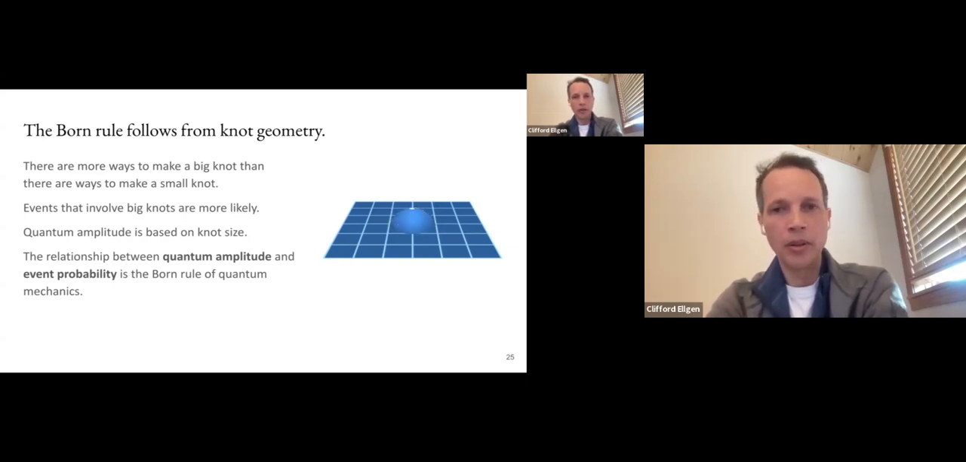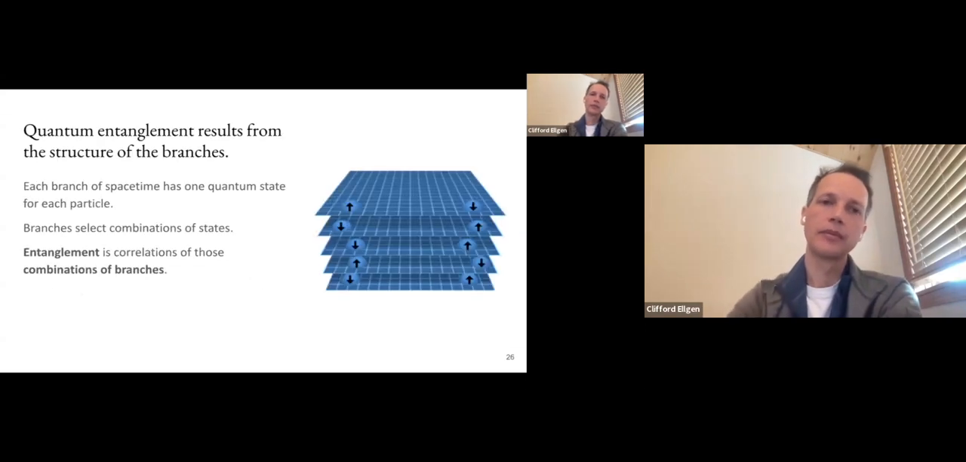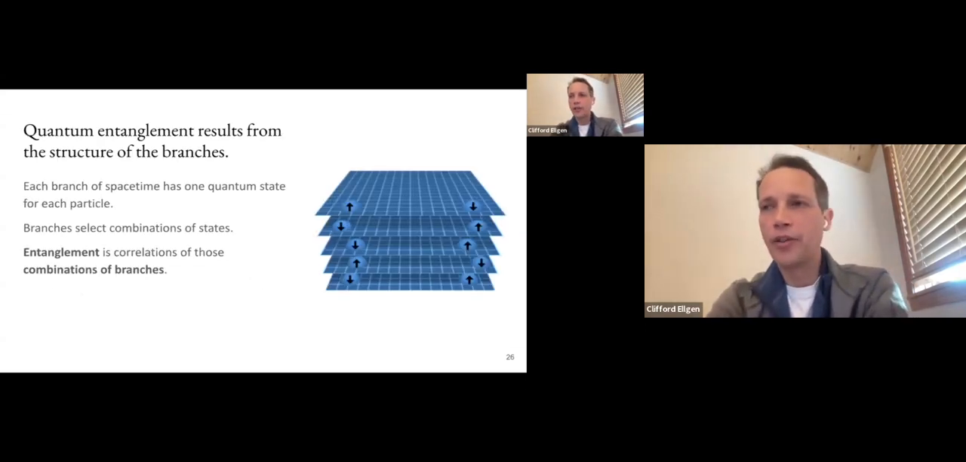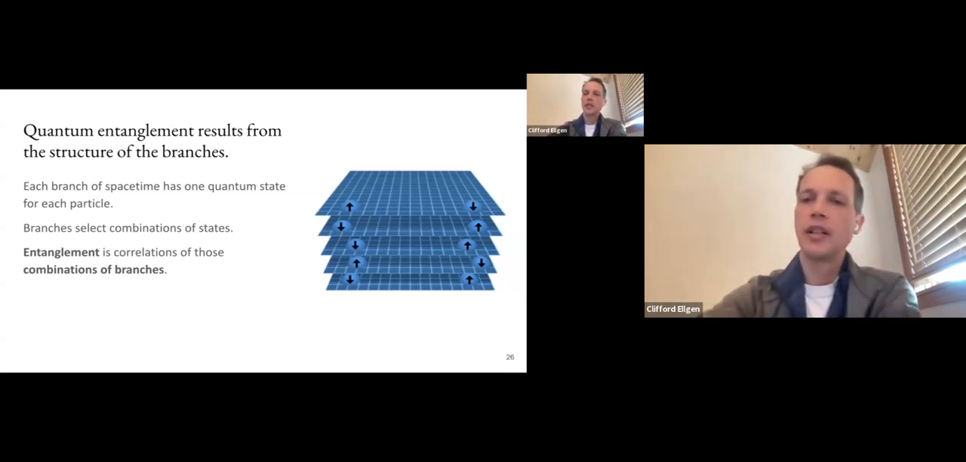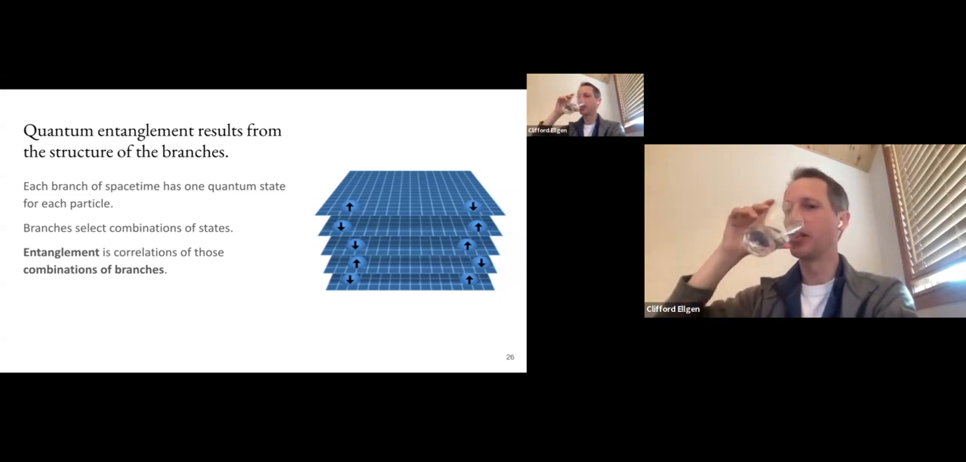So we can take our quantum amplitude that describes this knot geometry and derive from it the probability of an event that is based on that quantum amplitude. And it turns out that the probability of an event is proportional to the magnitude of the square of that quantum amplitude. And in that way, the Born rule follows from the geometry of these knots. We have enough structure here to describe quantum entanglement without getting too complicated with Hilbert spaces.